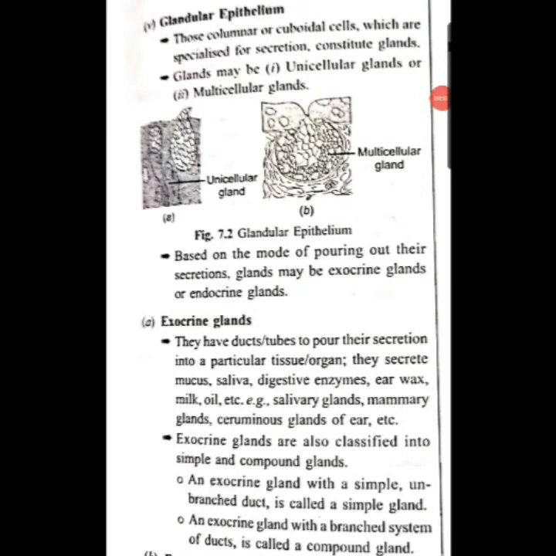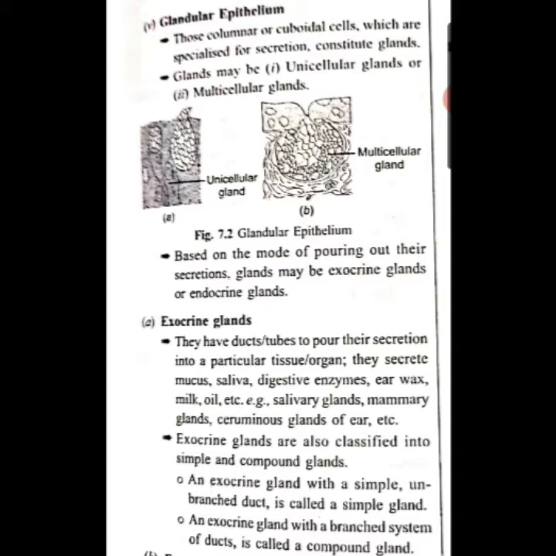Next we have the glandular epithelium. These are again columnar or cuboidal modifications only, which are responsible for certain secretions. So these are those cells which will secrete something. They can be unicellular, made of a single cell, or multicellular, that is more than one type of cell. Again, the glands formed by the glandular epithelium can be of two types: the exocrine glands and the endocrine glands. Exocrine glands are those which will pour their secretion into a duct.